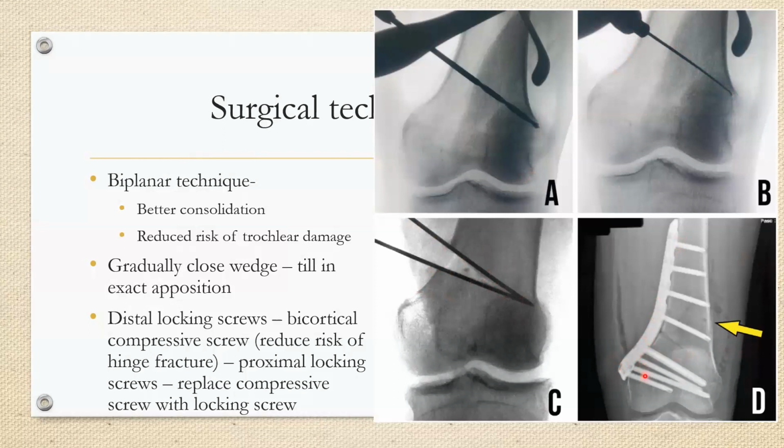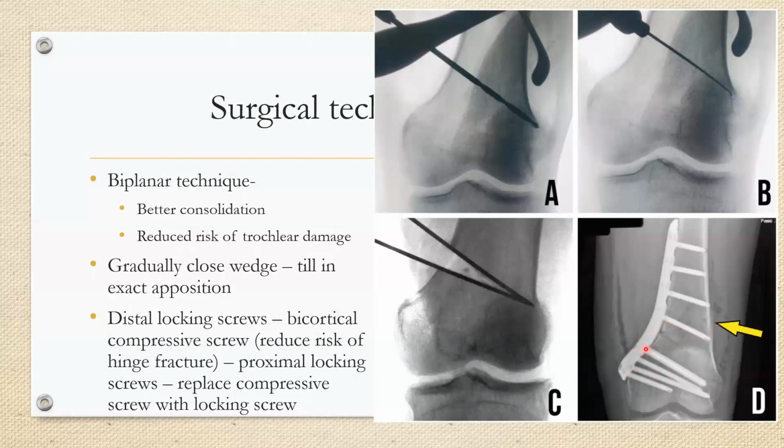Again, a point to be noticed: the sequence of screws to be applied. So the recommended technique is that once the distal femur plate is placed, one or two locking screws can be placed into the distal fragment, and then a bicortical compressive screw should be placed from one of the distal-most holes to the opposite side cortex. This is to hold the hinge and provide stability to the hinge till the fixation is stabilized.